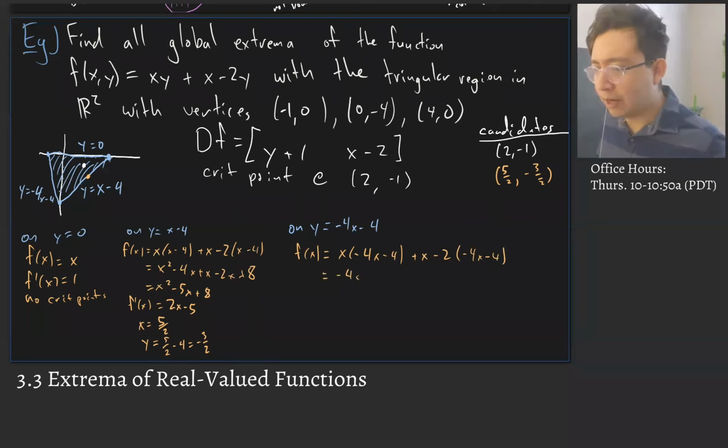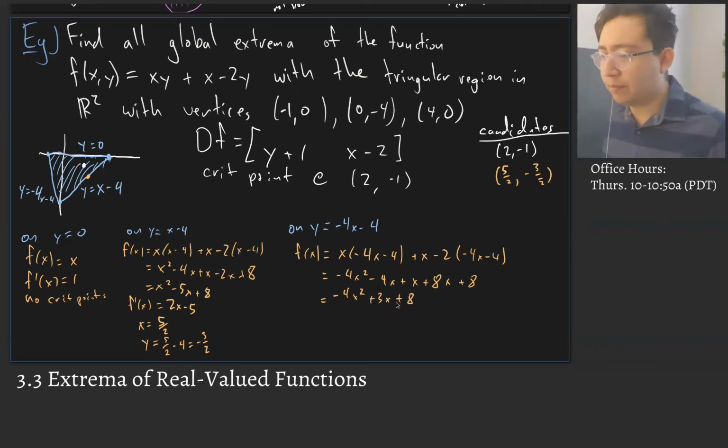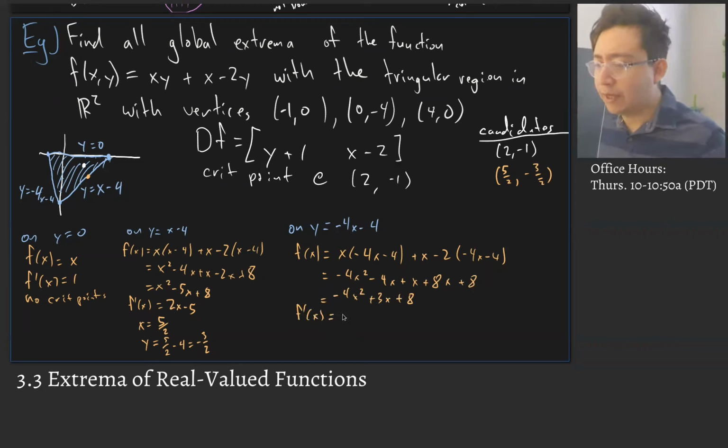So we get negative 4x squared minus 4x plus x plus 8x plus 8. Simplify all of this. We get negative 4x squared, combine all of these terms, plus 3x plus 8. Again, we take this derivative and we get negative 8x plus 3. And when we set this equal to 0, we get a critical point at x equals negative 3/8.